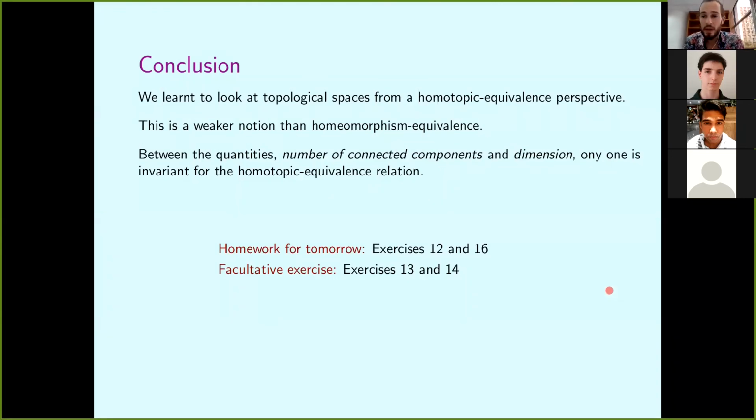I introduced today the homotopy equivalence between topological spaces. We've seen that this is a weaker notion than homomorphism. So depending on the cases of the problem, we will adopt a homomorphism equivalent perspective or a homotopy equivalent perspective. And between the two invariants that we've seen yesterday, only one is an invariant of homotopy equivalence.